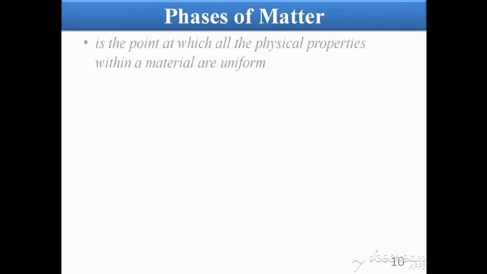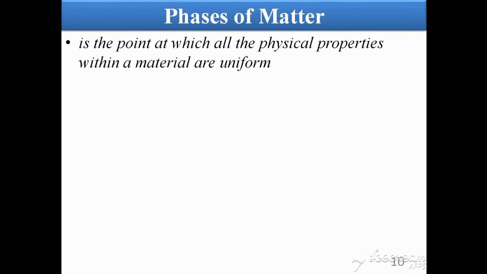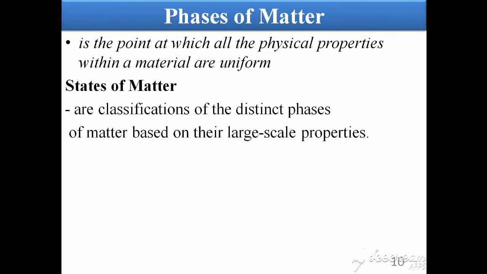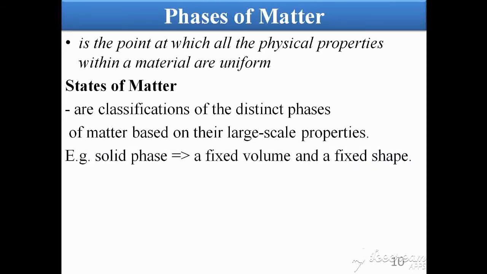The next topic is phases of matter. It is a point at which all the physical properties within a material are uniform. States of matter are classifications of the distinct phases of matter based on their large-scale properties. For example, solid has a fixed volume and a fixed shape.